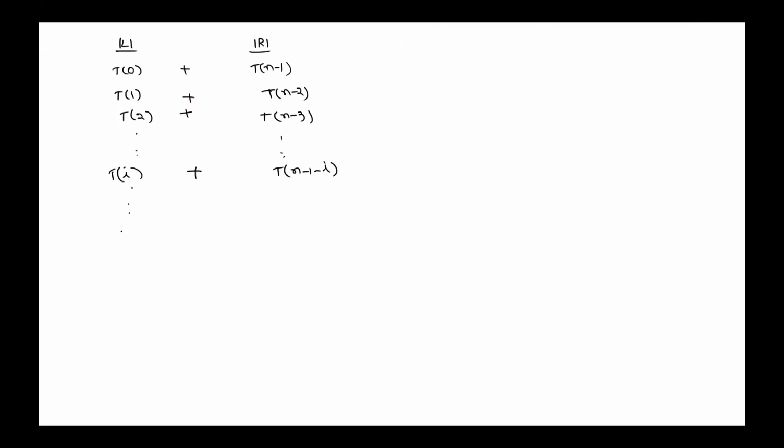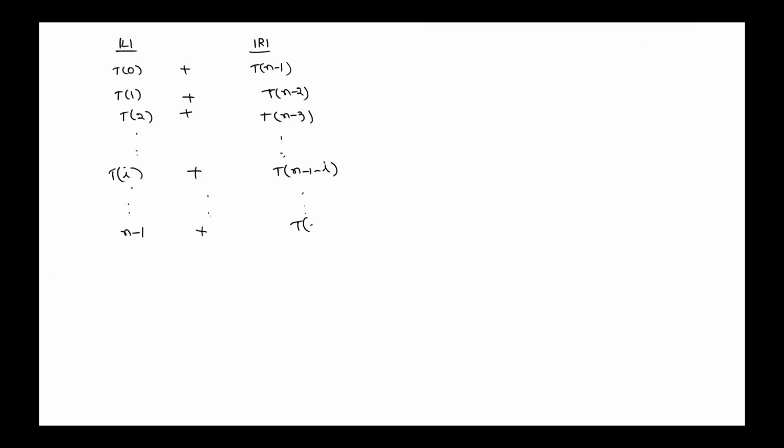So now we know that for the left side and the right side, it can be T of 0 plus T of n minus 1. This is one combination. T of 1 plus T of n minus 2 is another combination. T of 2 plus T of n minus 3 is another combination, and so on, T of i plus T of n minus 1 minus i.